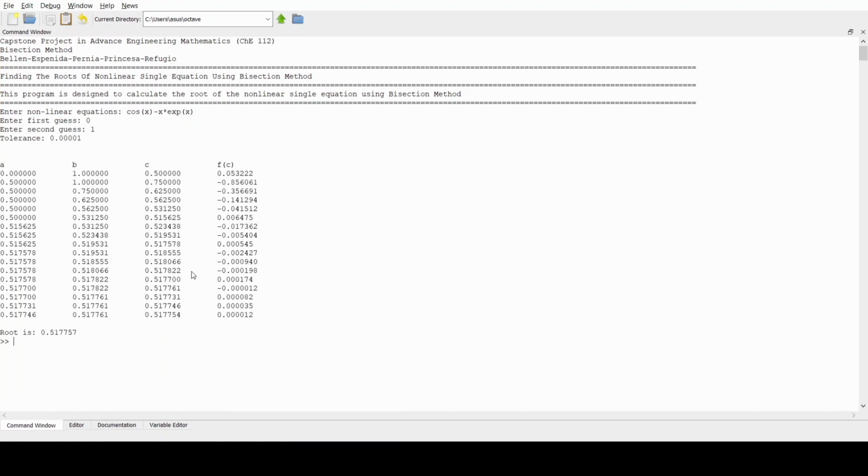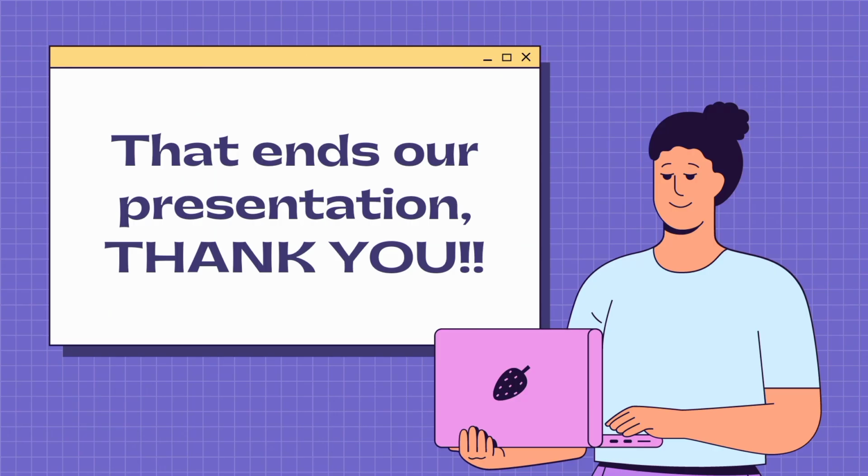Let's try a different function. For this particular function, the root would be 0.517757. So that's about it.